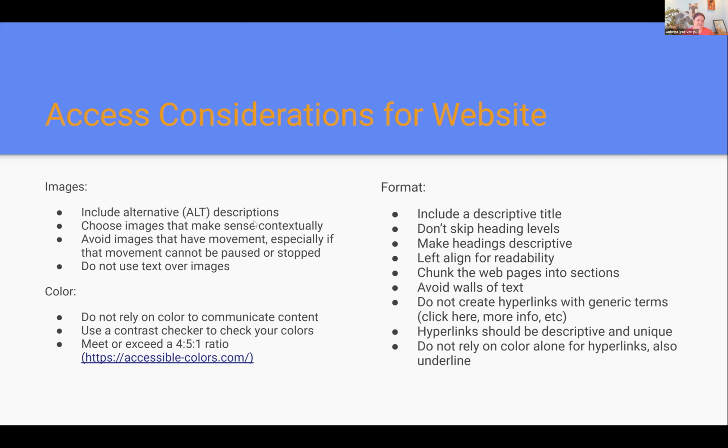Choose images that make sense contextually. Avoid images that have movement, especially if that movement cannot be paused or stopped. So it's interesting, on the front of the Scrop website right now, we have moving images, I think 3 or 4 different moving images, right? And so that is something that they don't recommend. And as we go through our design structure, that is something to keep in mind. So another thing, do not use text over images. It's really difficult for some people to navigate.